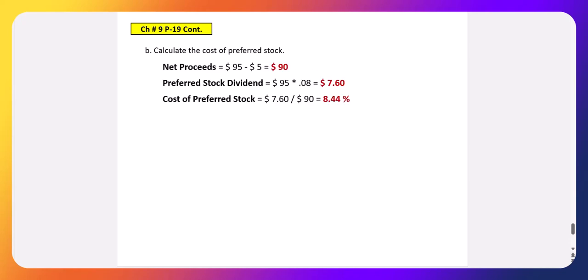Next, we're going to calculate the cost of preferred stock. The first thing we have to do is calculate the net proceeds, which is the $95 per share minus the flotation cost of $5, which will equal $90. And then we have to calculate our preferred stock dividend. The share price is $95, and the company pays 8% on the par value as a dividend, which is $7.60. To calculate our cost of preferred stock, we take the dividend divided by the net proceeds, and we have a yield of 8.44%, which is the cost of preferred stock.